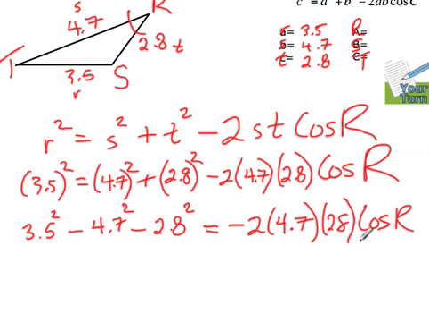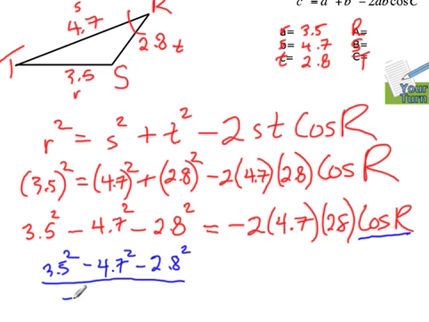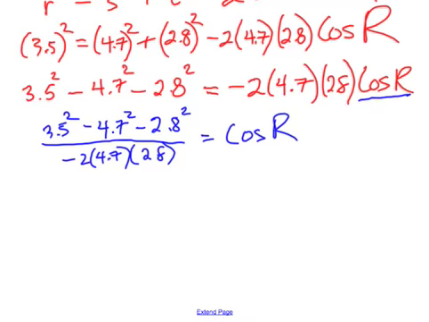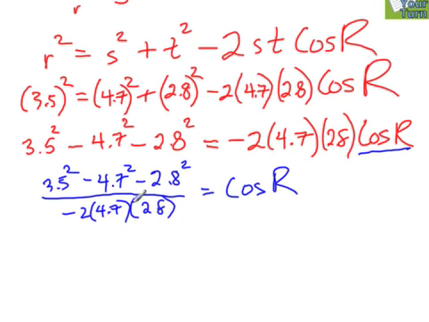Now I want to isolate this term here, so I'm going to divide both sides by what's in front of it. So I'll have 3.5 squared minus 4.7 squared minus 2.8 squared, all over negative 2 times 4.7 times 2.8, is equal to cos R. That's a whole lot of moving things around. Not hard moving, but it's been moving around. Okay, let's do this on our calculator. When you do this on your machine, make sure that you put brackets here and here and there and there. If you don't, wild things are going to happen. I'll break out my machine and do it.